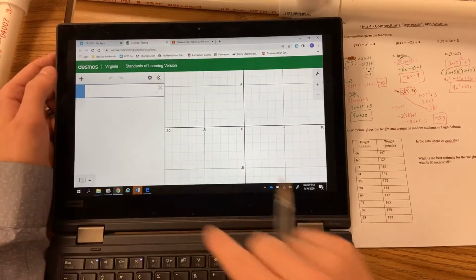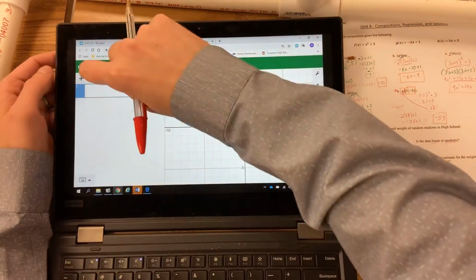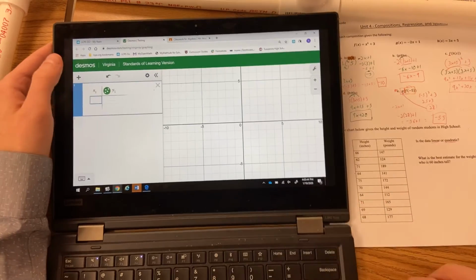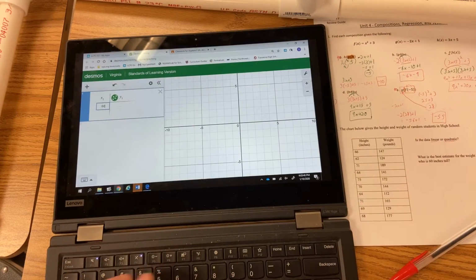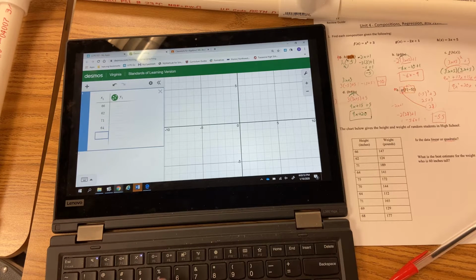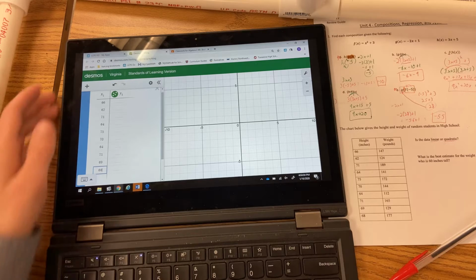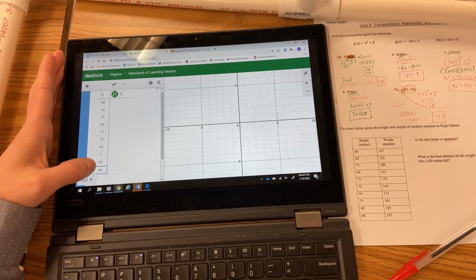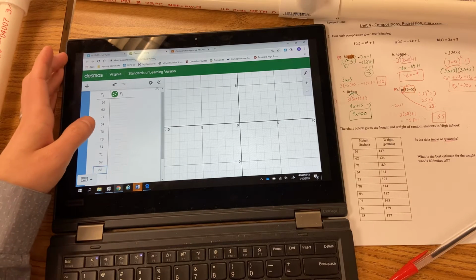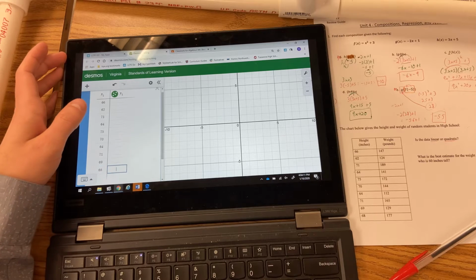So in order to get a table on Desmos, you have to press this plus sign and go to table, and you can just enter in everything, which I'll do now. The x values are 66, 62, 71, 64, 75, 70, 64, 71, 69, 68. And hopefully I typed in everything correctly. Always double check, because you never know.